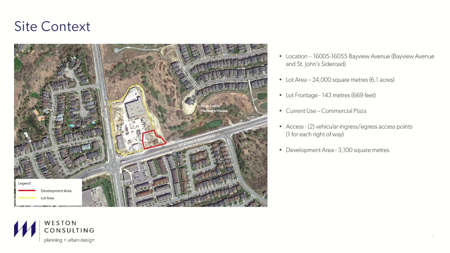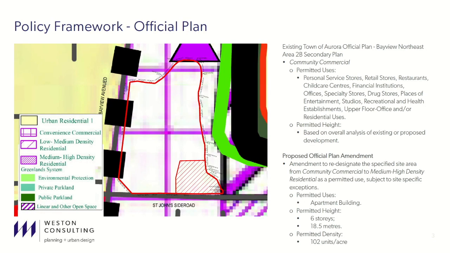In terms of the policy framework, the site is identified as being within the urban area on the urban structures map of the York Region official plan. And so being within the settlement area, it provides for the development of the property. The town's official plan designates the property as community commercial, reflecting its existing commercial use in the Bayview Northeast Area 2B Secondary Plan, or OPA 30.